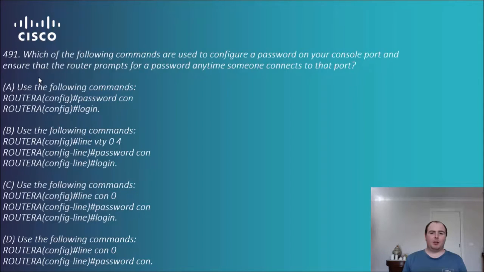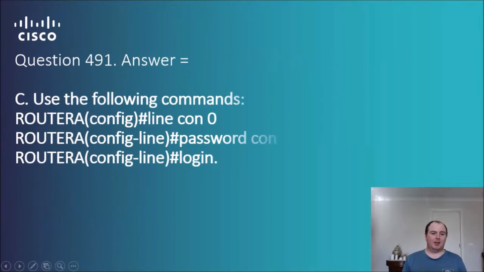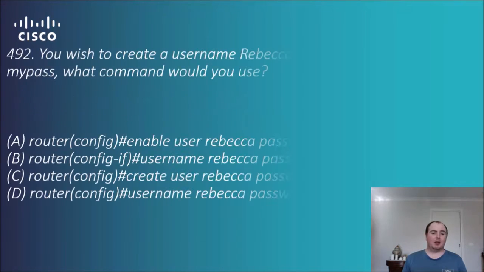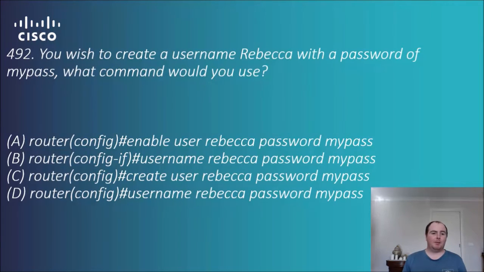491, which of the following commands are used to configure a password on your console port and ensure that the router prompts for a password anytime someone connects to that port? We don't have to worry about VTY because we just want to worry about the console port. So it's a matter of going through these ones. There's not enough information in A. It's just not syntactically correct, so that leaves us with C and D. Not enough information in D, so therefore C is the answer. You need to open up the line console, then put in a password, then make sure you have login at the end if you want a login prompt to pop up.